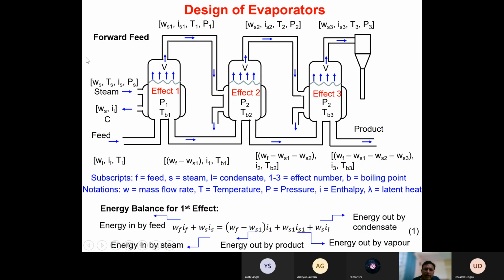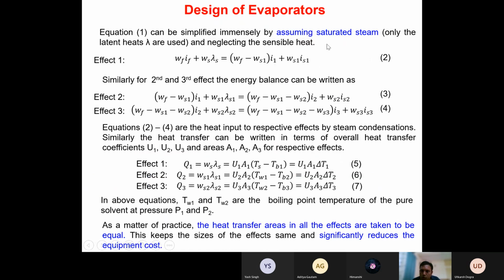When we are using the saturated steam, then we don't need to consider this WSIL because there is no sensible heat, isn't it? So the temperature of this condensate and the temperature of this steam both are same, isn't it? So we don't need to consider this WSIL in case of using the saturated steam. So that's what we have omitted here. So right hand side will be again WF minus WS1 I1 plus WS1 IS1.